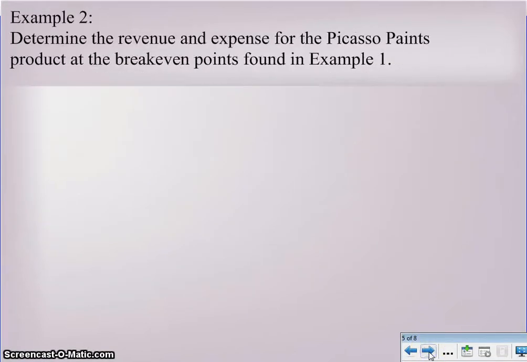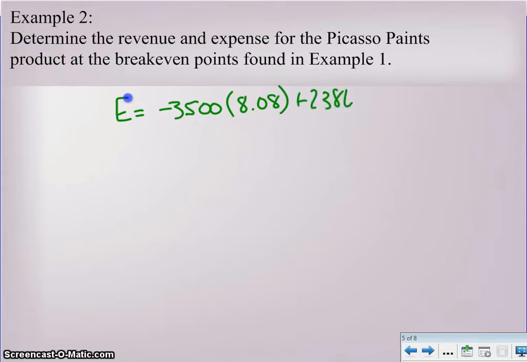All right, example 2. Draw the revenue and expense equations for the Picasso Paints and find the break-even points. So all we're going to do now is take the value that we had. So we have expense equals negative 3,500, and that was P. Well, now we're saying that P is at 808, or $8.08, plus the $238,000. When we multiply that all out, we get 209,720.